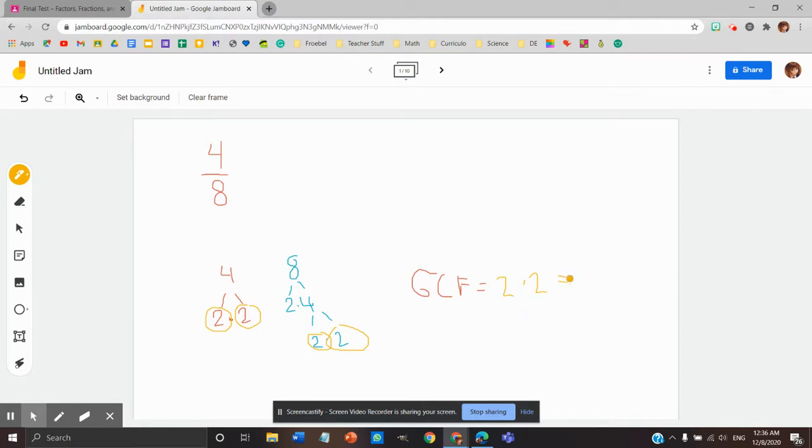It is not the same as the least common multiple, right? And 2 times 2 is 4. Therefore, my greatest common factor is 4. And 4 is the number that I can divide my fraction 4/8 by to simplify it. 4 divided by 4 is 1, and 8 divided by 4 is 2. And that is the simplest form of my fraction.